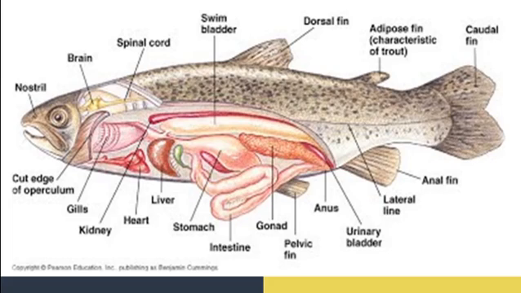Now see this picture of the internal parts of the body of an animal, especially a fish: nostril, brain, spinal cord, swim bladder, dorsal fin, adipose fin, and the operculum, which covers the gills inside, and kidney, heart and liver, stomach, intestine, gonad, and anus, anal fin, urinary bladder. It looks the same as a human body.